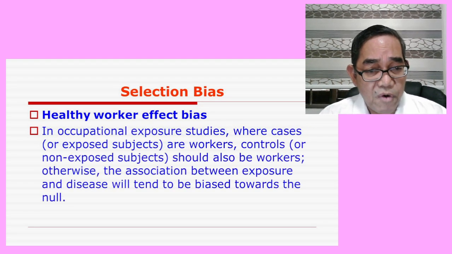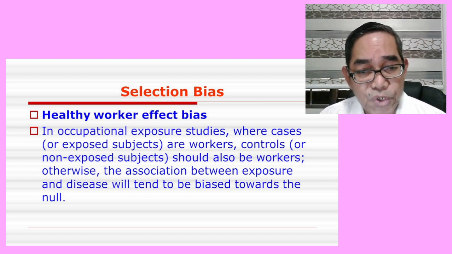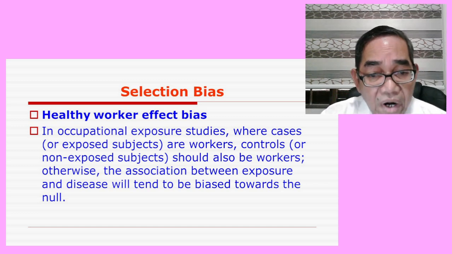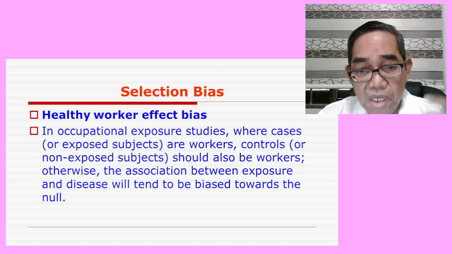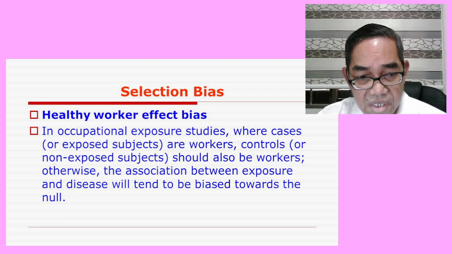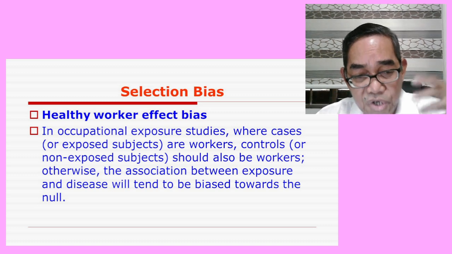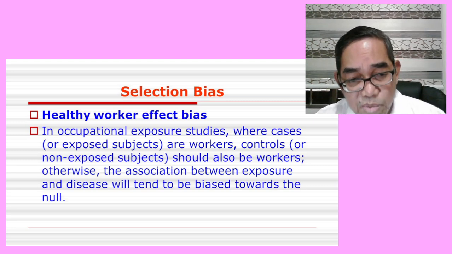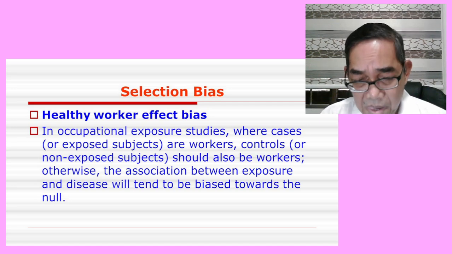Now, that is why when you make a study, for example, occupational exposure studies, where cases or exposed are workers, controls or non-exposed should also be workers. Otherwise, if you get the controls in the general population outside a company, the association between the exposure and the disease will tend to be biased towards the null hypothesis.